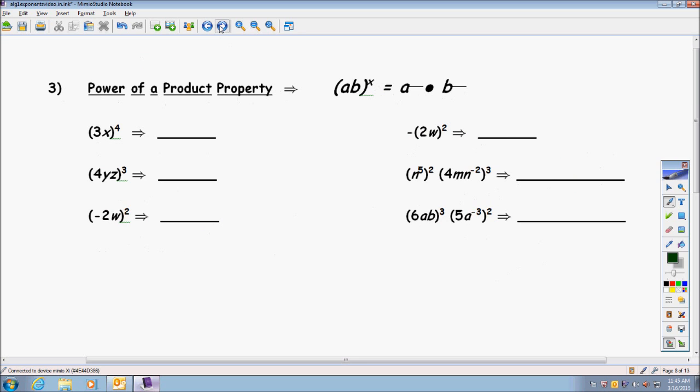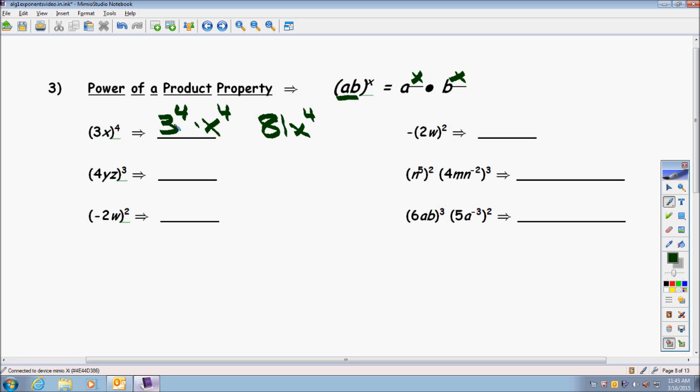Okay, power of a product property. This one's just as important as everything else. It's kind of like the distributive property. So if you have a, b in parentheses and all raised to the power of x, it's a to the x times b to the x. So basically, it's kind of like the distributive property, but it's really not. Everything inside the parentheses gets the 4. So it's going to be 3 to the 4th times x to the 4th. 3 to the 4th power is 81, so you can write 81 x to the 4th.